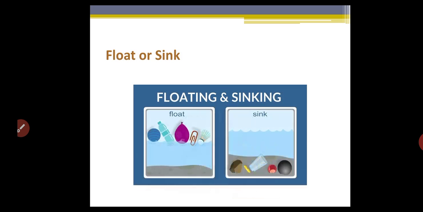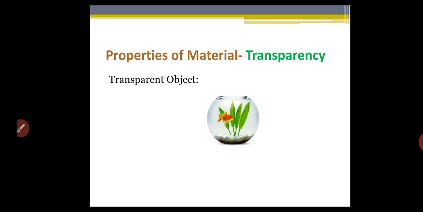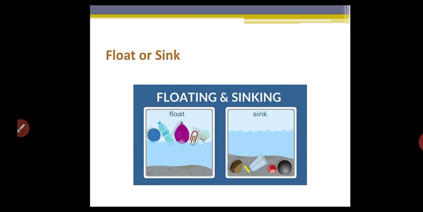How? Some objects float in water like oil, wood, balloon, ball, feather, rubber. But some objects sink like coin, marble, stones, pebbles, metals. So why do some objects float and why do some sink? The reason behind it is density.